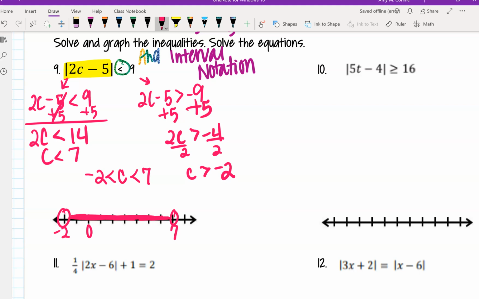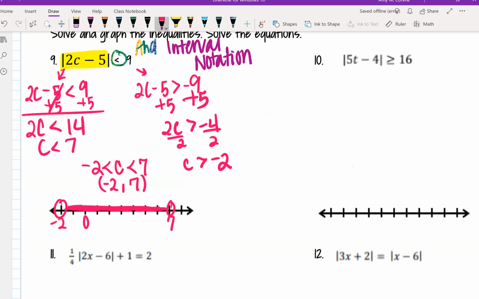Okay. And then for my interval notation, I'm not including negative 2, and I'm also not including 7, but the range I have is between the two. So that's what my interval notation looks like: parentheses, negative 2, comma 7, parentheses.